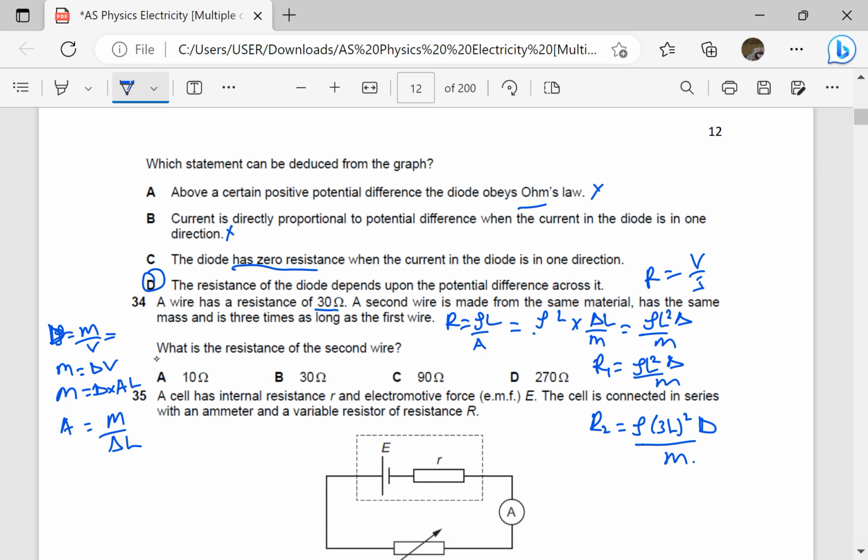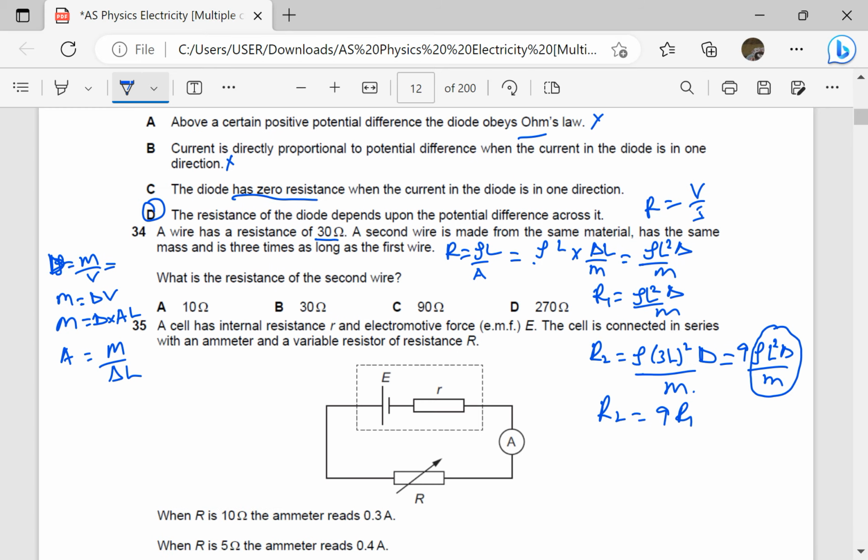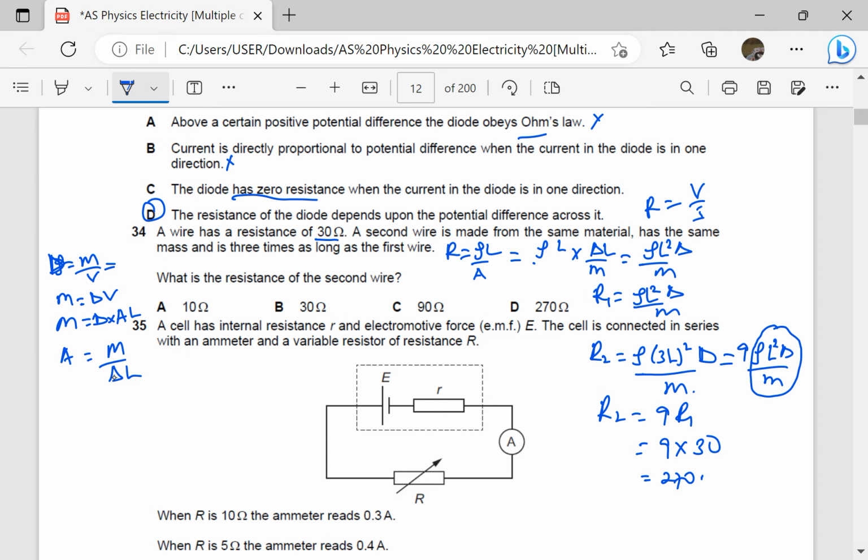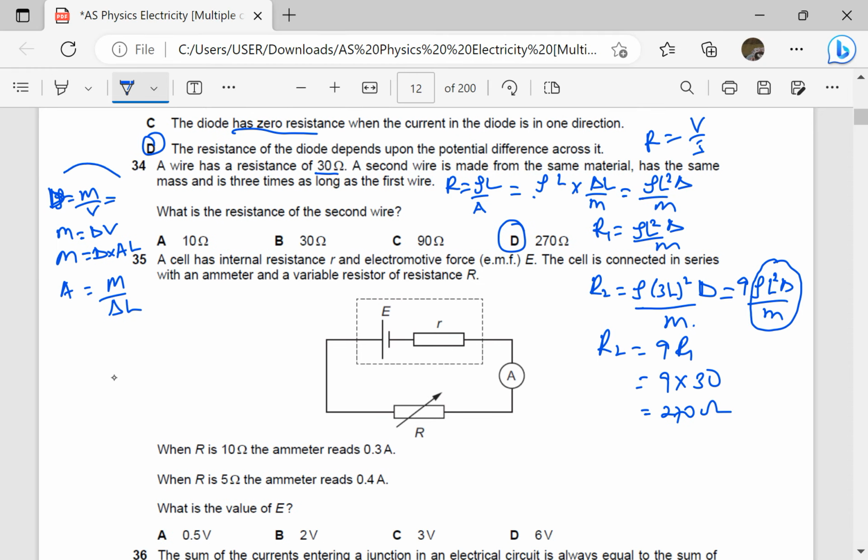When I simplify this, 3 squared becomes 9, so it will be 9 times rho L squared D divided by m. Note that rho L squared D over m is the first resistance, so it means R2 is going to be 9 times R1. So when we substitute, this will be 9 times R1, which is 30. 9 times 30, that is 270. So this is 270 ohms, making the answer D. Note this mathematics here.